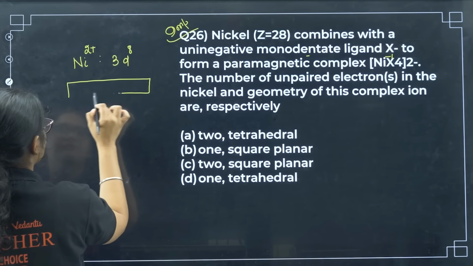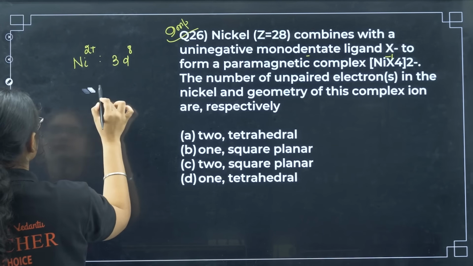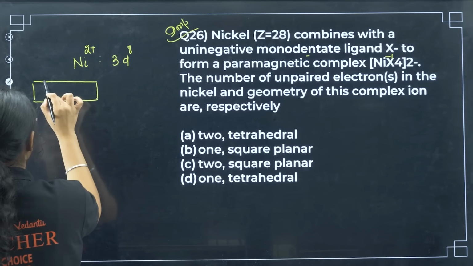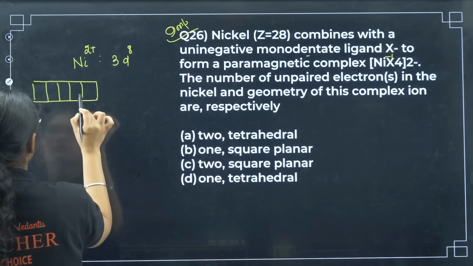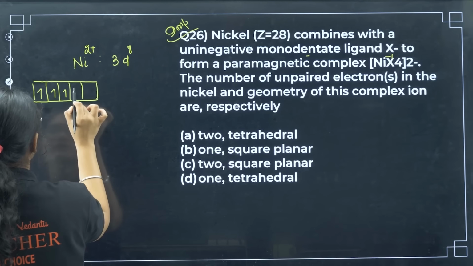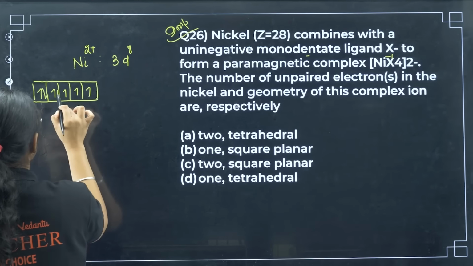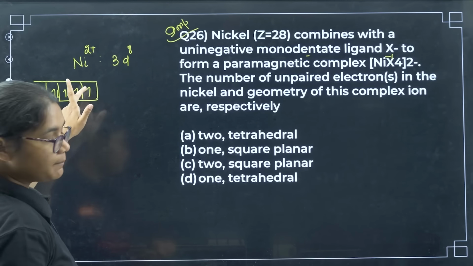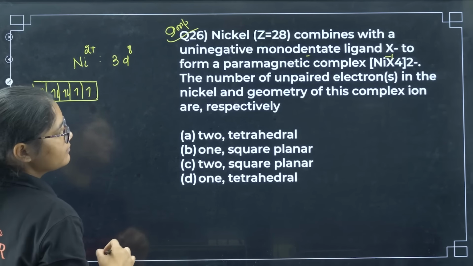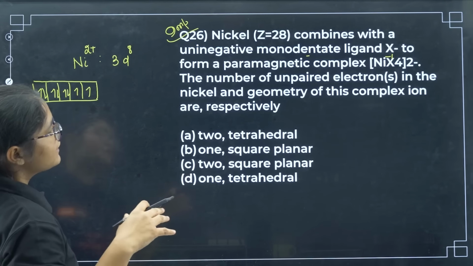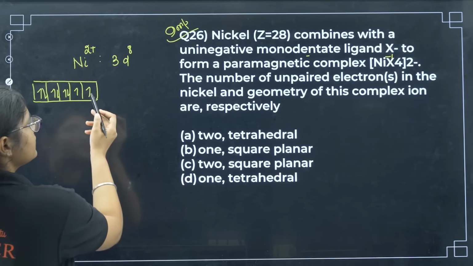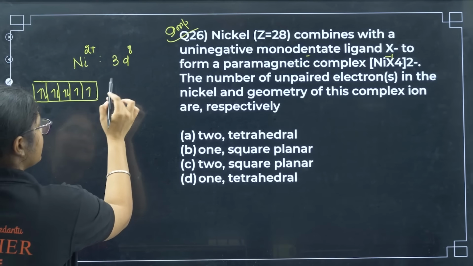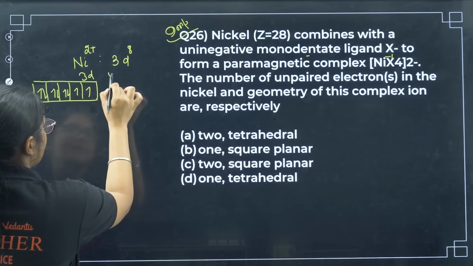Now 3d8 if I draw, I have 1, 2, 3, 4, 5, 6, 7, 8. So in 3d8 what will happen? This will pair up, right? Because, okay, no, the question is asking that it is a paramagnetic complex. So if I pair, it will become diamagnetic, right? So it has to be paramagnetic because it is given that it is a paramagnetic complex.